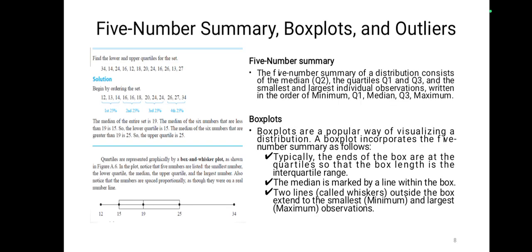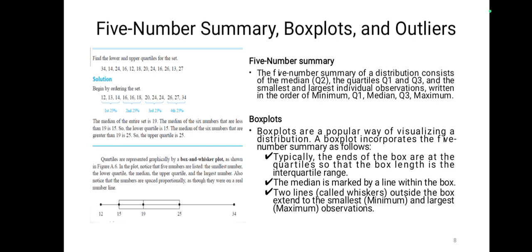So next, five number summary, box plots and outliers. Here I have given an example, with values from 34 to 27. You can see how the quartiles are represented. I take the first three values as the first 25 percent, the next three values as the second, the next three as the third quartile, and the last three as the fourth. Since I have 12 values, I can distribute the quartiles equally, right?